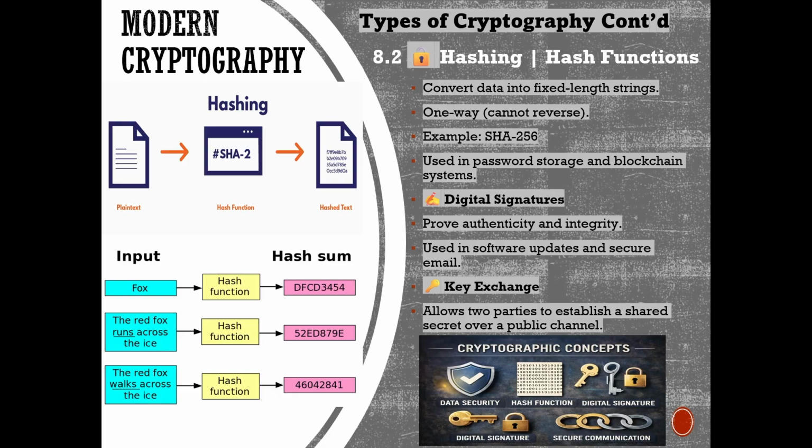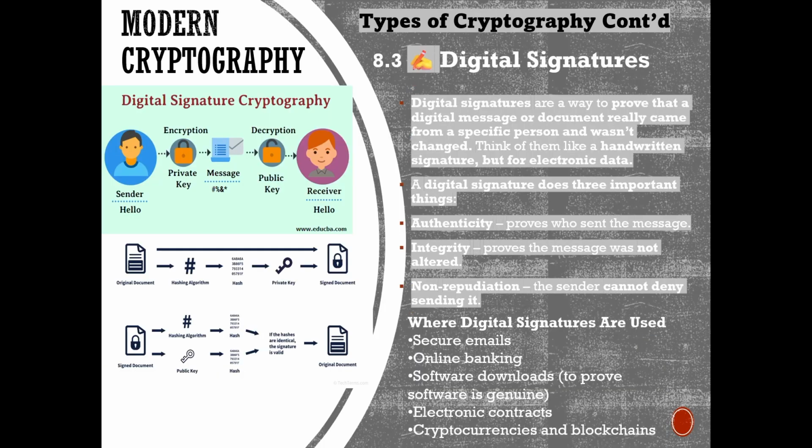Now let's revisit. Hashing is where you take a plain text, regardless of the length of that plain text. Once the hash function transforms that piece of data into the hash sum, it will be a fixed length string.